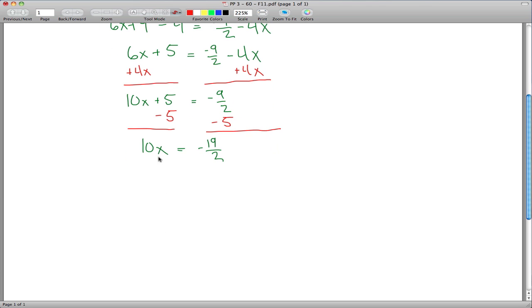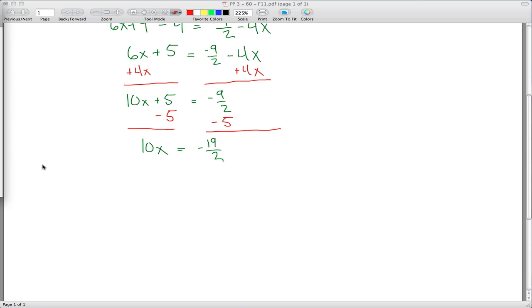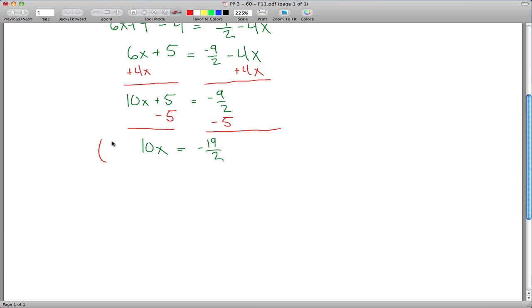And then finally, to solve from here, you could multiply both sides by 1/10 or divide both sides by 10. Let's see, maybe I'll think about it as multiplying times 1/10. And what that gives us is 10x over 10, which is just 1x, or x. And then over here, you get negative 19 divided by 20. And this right here is our solution. And that's the end of this perfect problem.